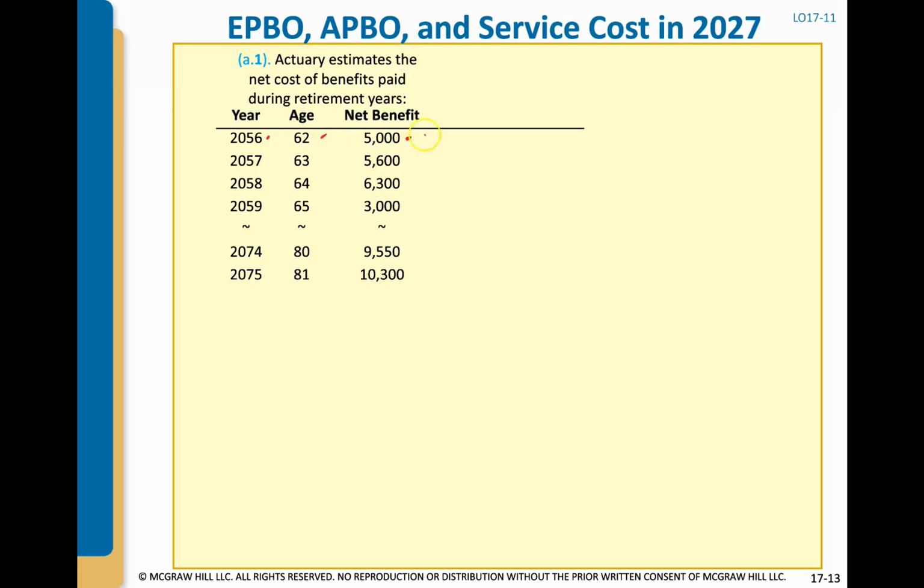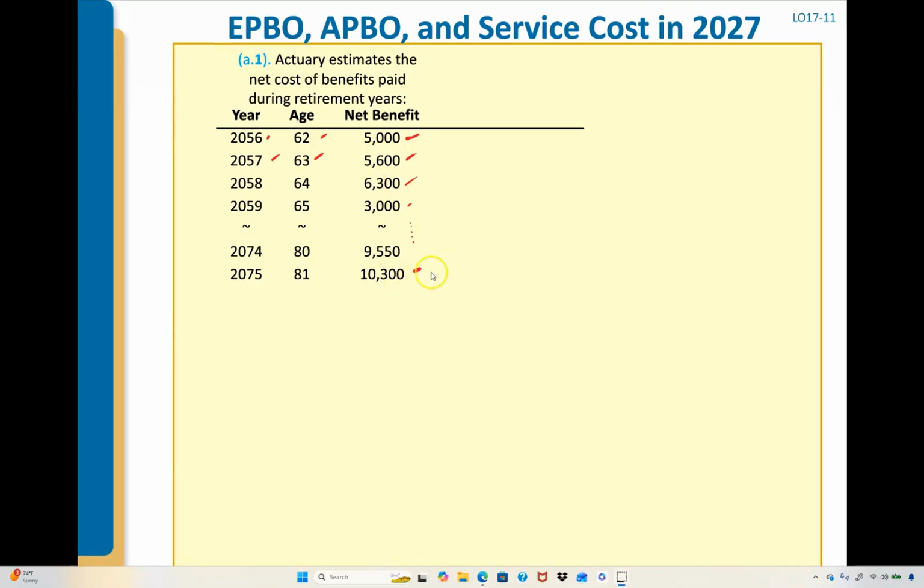When this person is 62, the company expects that they will have to pay out $5,000 for these, let's call them healthcare costs, okay? And then the next year, when they're 63, the cost might be $5,600, and the next year 63, and so on and so forth for 20 years. So that's the cost, right? So the difference between this and the pension is that the pension, for the 20 years that they're in retirement, the annual cost is the same.